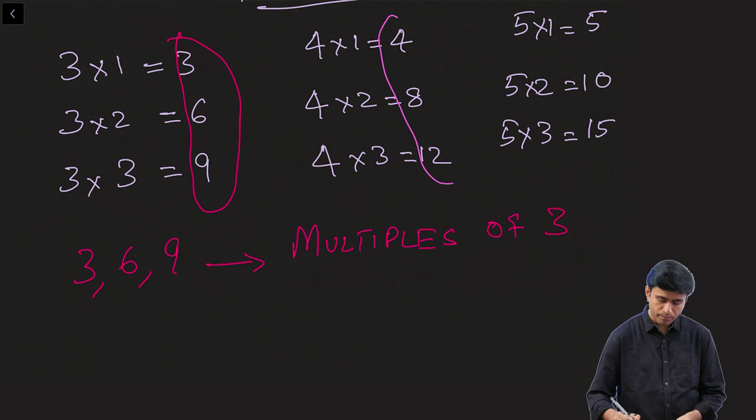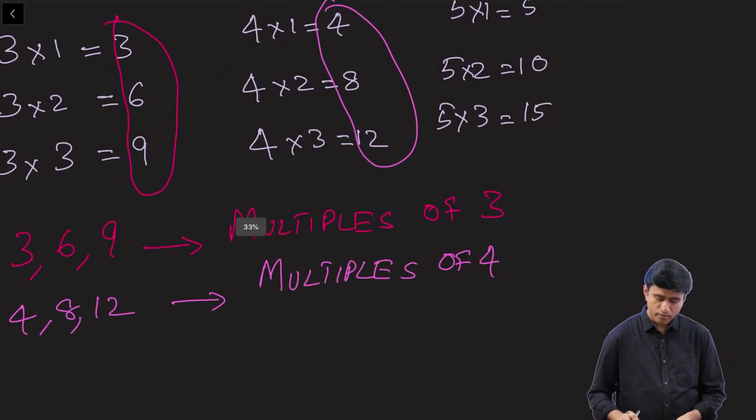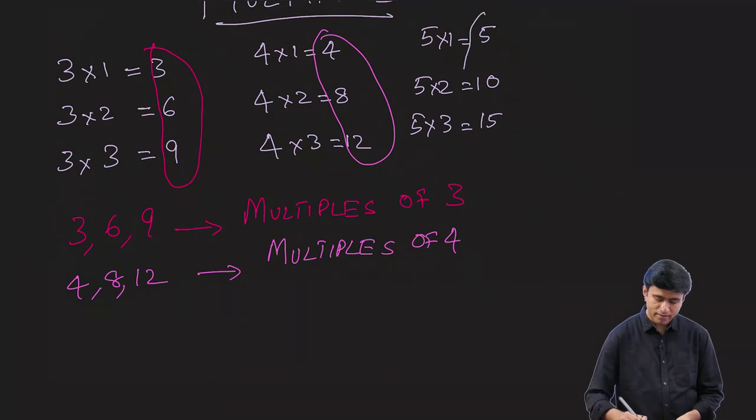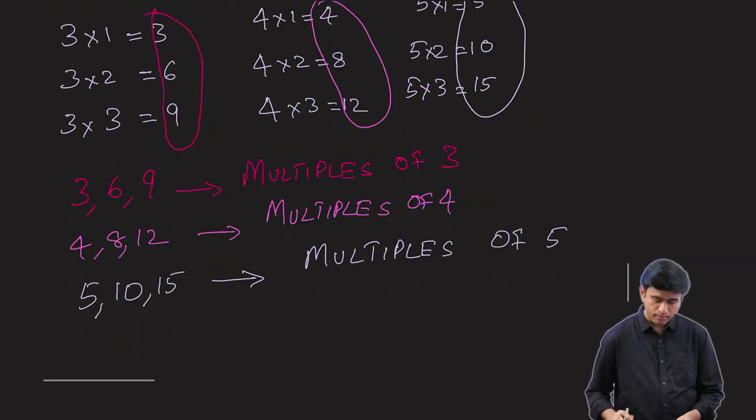What are the multiples of 4? 4, 8, 12 are the multiples of 4. What do you think are the multiples of 5? That's right. 5, 10 and 15 are multiples of 5. 3, 6, 9 are multiples of 3. But as you can see, we can have many more numbers. All the numbers in the 3 table are multiples of 3 and so on. Even for 4, even for 5.